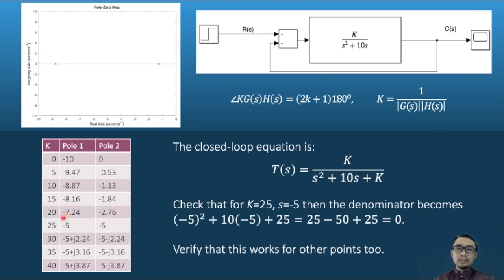So for example, if we choose k equals 25, and you substitute 25 and s equals minus 5 into the denominator, you will see that it becomes 0 for that particular set of values. So you can verify that this works for other points too.